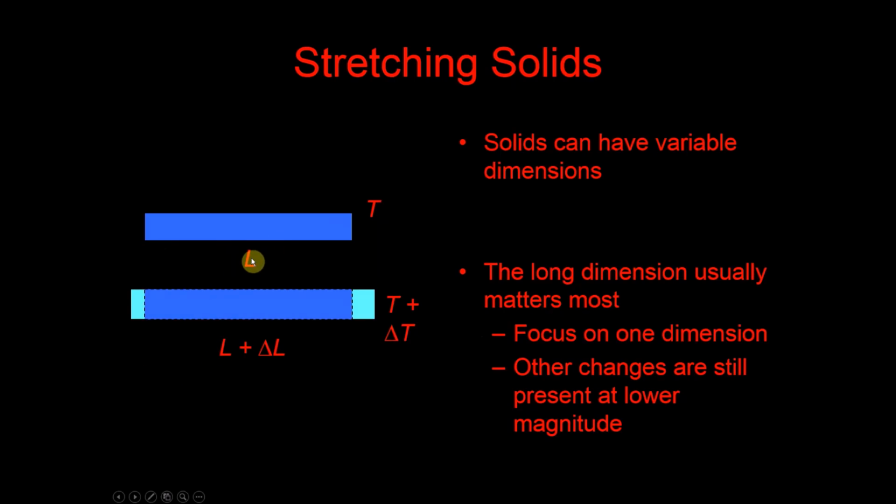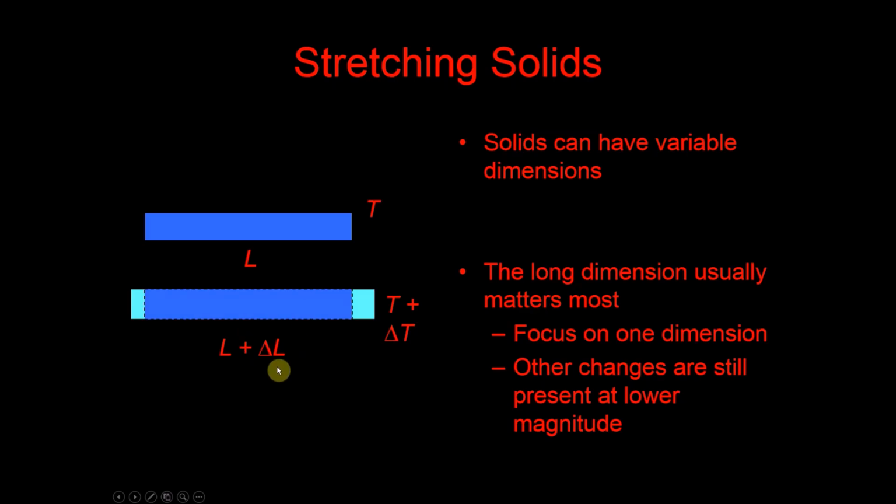So here we are at length L, temperature T. If we apply heat to this, so now T plus delta T, so our temperature has increased, temperature plus a change in temperature, we'll see a change in the length of our piece of metal, our piece of steel perhaps, of length L plus delta L.